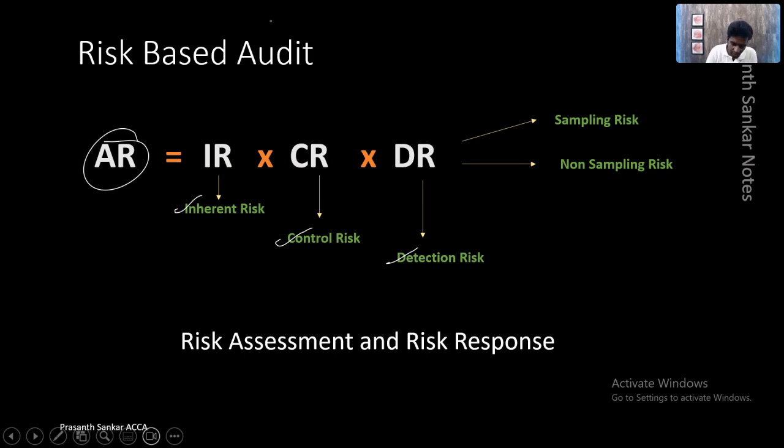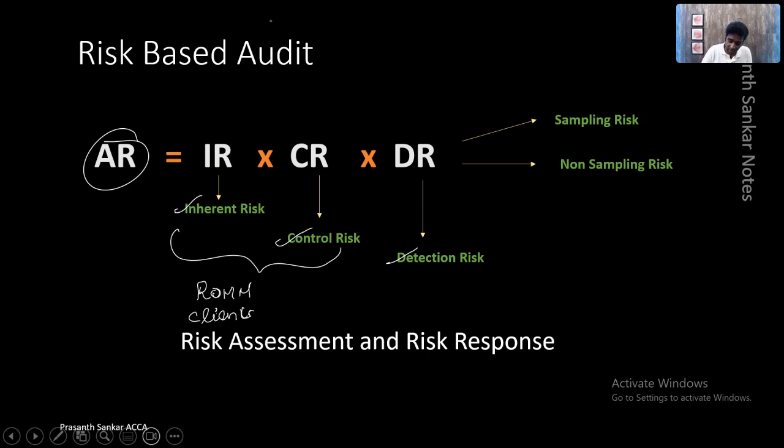So these two, inherent risk and control risk, are called the risk of material misstatement, and they are majorly with the client. It's either because the client is in such a business that it is risky in nature, or because the client has not established the controls effectively, due to which there could be risks. These are called the risk of material misstatement.